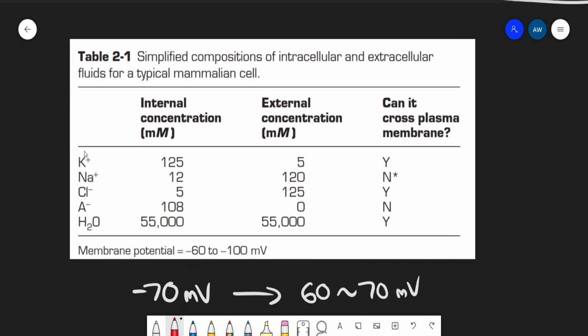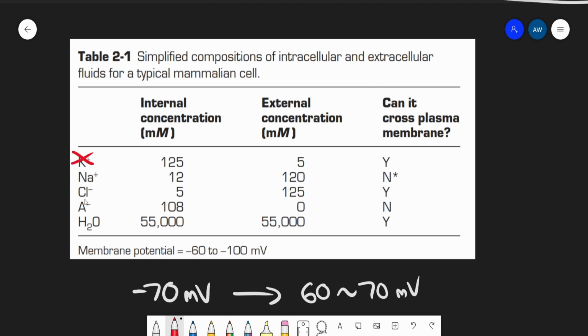So let's try to look at each of the possibilities, right? Let's start with potassium. In what direction should potassium move so that the inside of the cell becomes more positive? Since potassium itself is positive, it means that we need to take potassium from the outside to the inside. But hang on a moment, we don't have a lot of potassium outside of the cell, so I don't think that's going to work out.